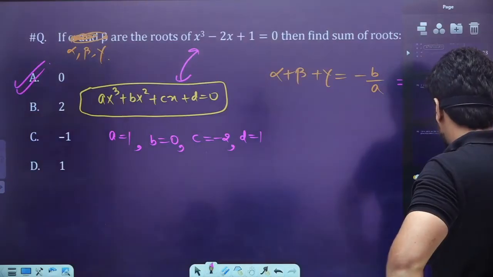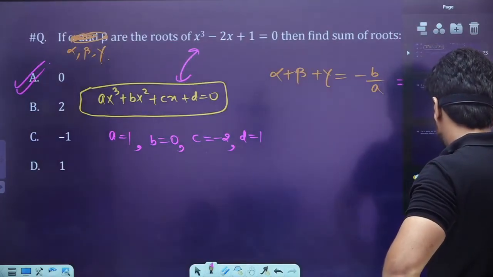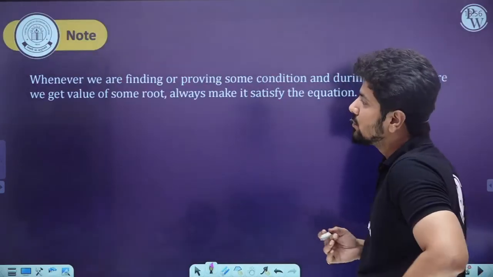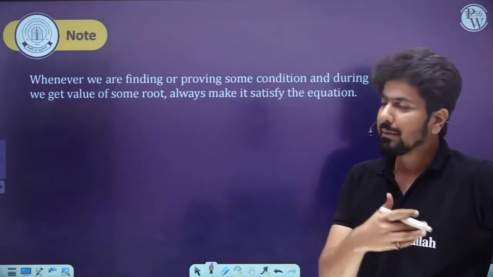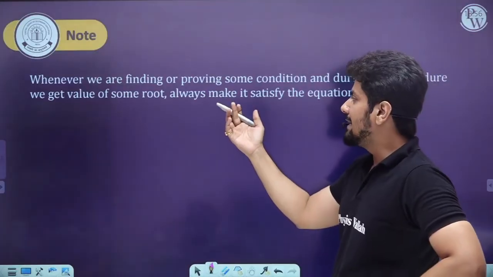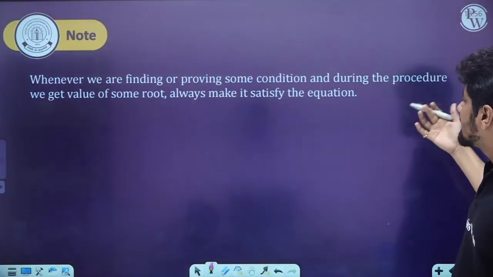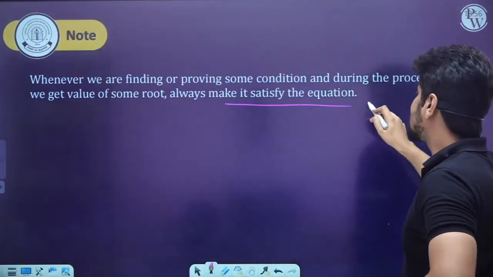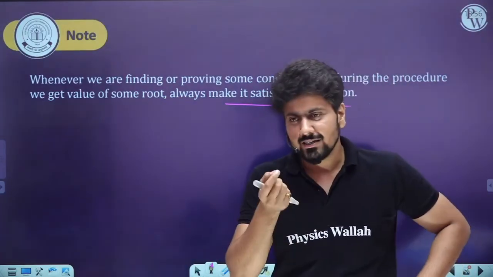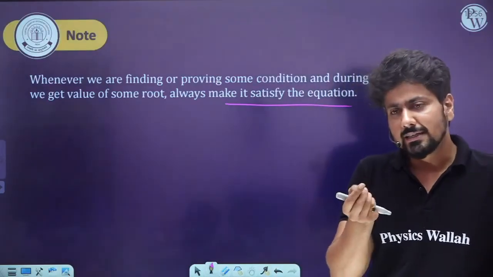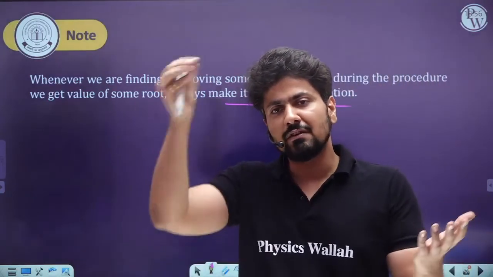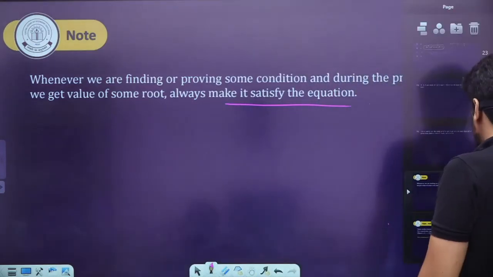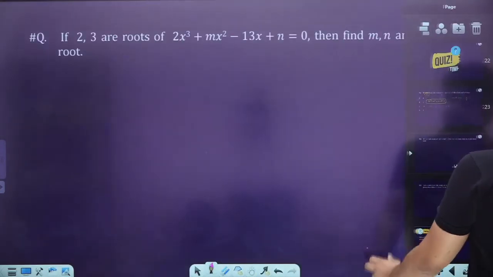Now, you can note this note. This note works in many questions. Whenever we are finding or proving some condition and during the procedure we get the value of some root, always make it satisfy the equation. Simple logic: if alpha is a root of this equation, alpha will satisfy that equation. As simple as that. See, how do I use that in questions? There's a question in this.